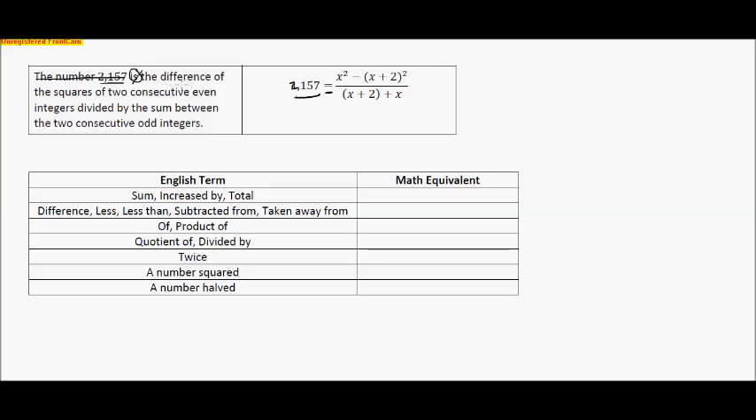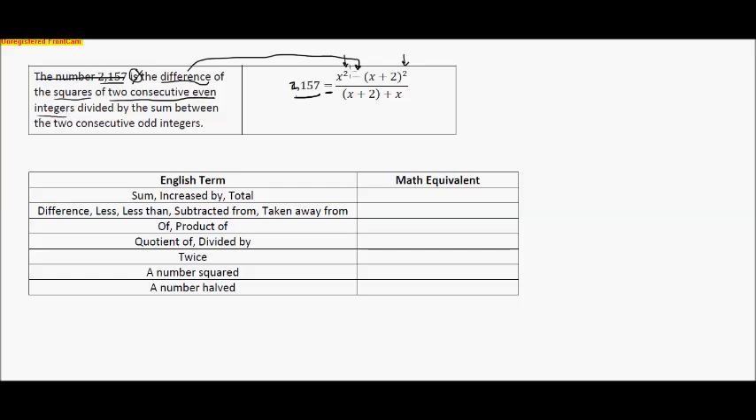Now we come along to a mathematical operation, and the difference, well, back in elementary school, you learned that the difference means subtraction. So difference, here I've got my subtraction, alright? And then I come to of the squares. Well, to square something means to raise it to the second power. So here's the squares, and notice squares is plural, so I have 2 of them, of 2 consecutive even integers.